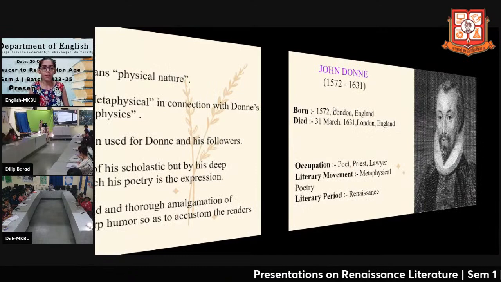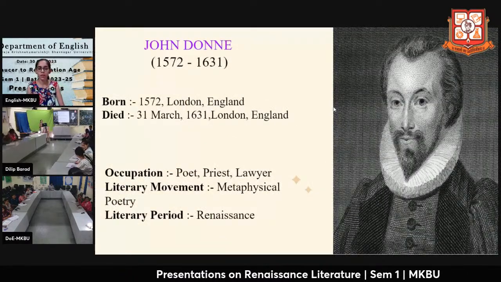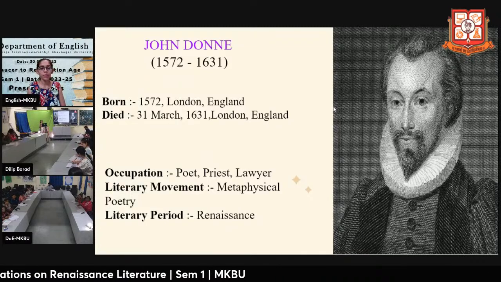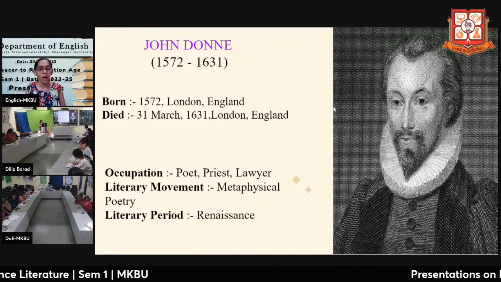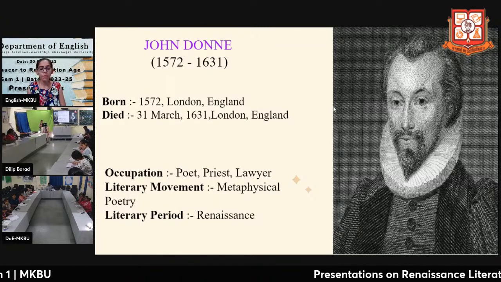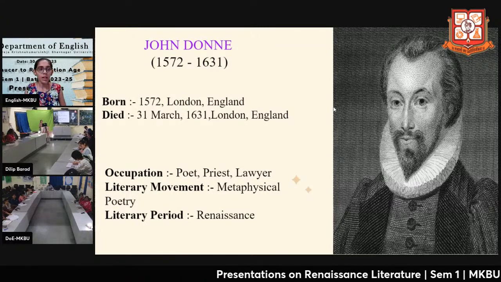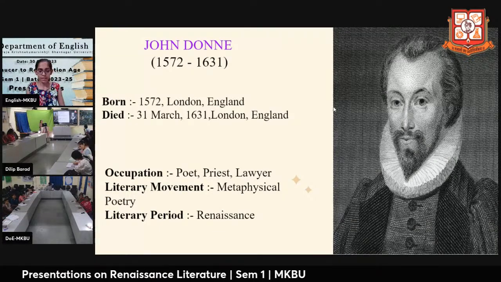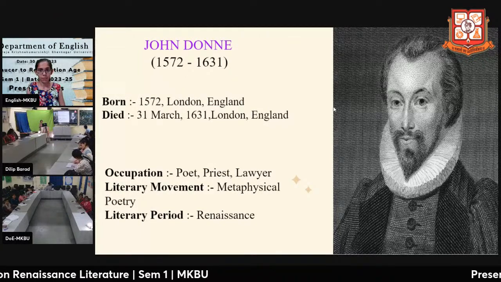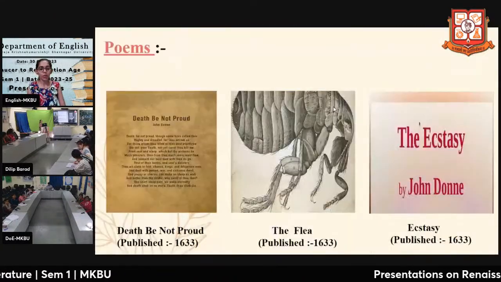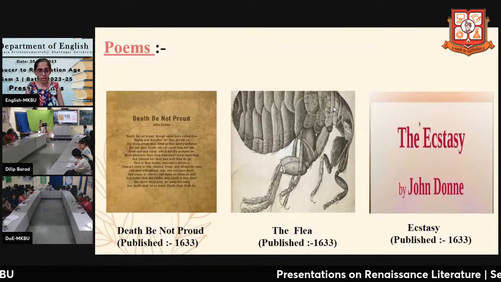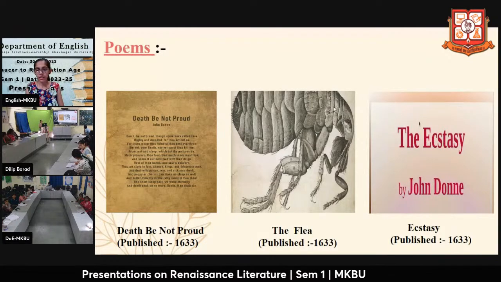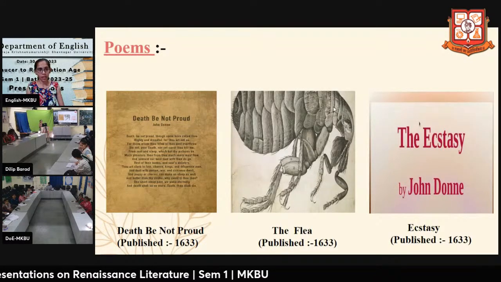About John Donne, timeline 1572 to 1631. Born 1572, London, England. Died 31st March 1631, London, England. Occupation, poet, priest and lawyer. Literary movement, metaphysical poetry. Literary period, Renaissance. These are his poems: Death Be Not Proud, second, The Flea, and third, Ecstasy.